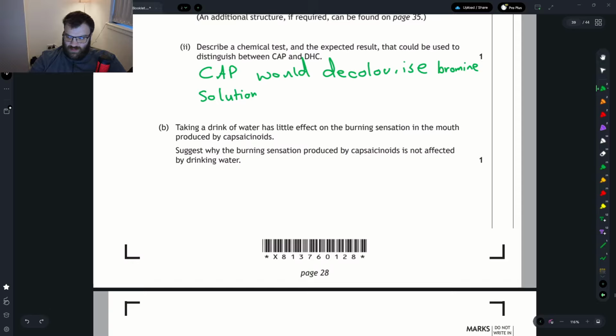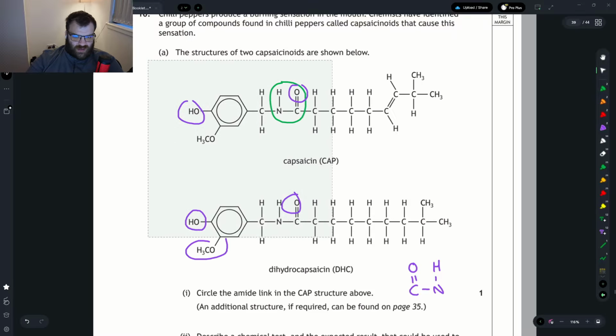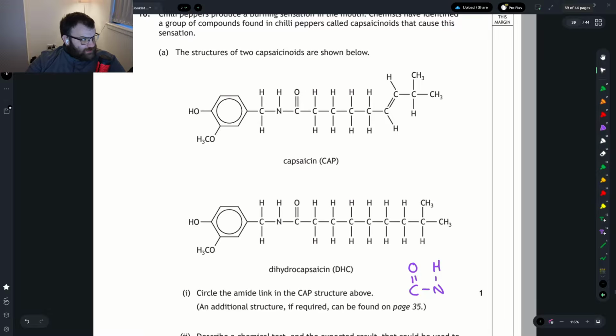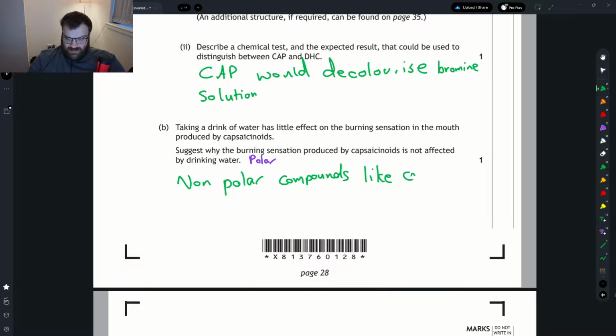Next one, suggest why the burning sensation produced by these capsinoids would not be affected by drinking water. This feels very much linked to polarity again. Water is a polar solvent. These have got long carbon chains with only a little bit of polarity from the O's and so on, but it's much more non-polar, a long carbon chain. So for word wise, let's go for: non-polar compounds like these capsinoids will not dissolve in polar water.